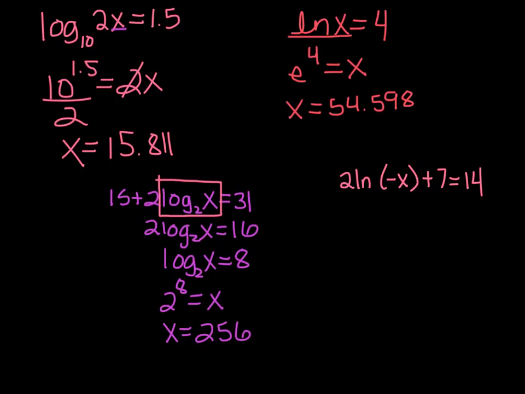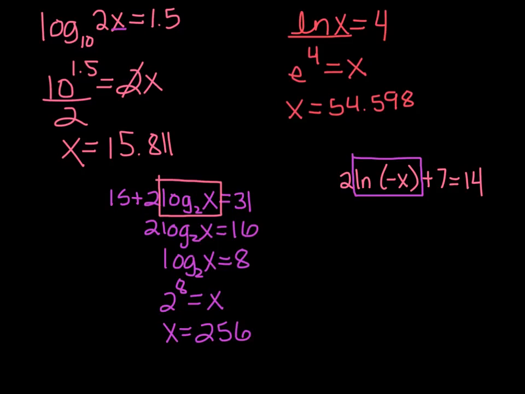So one more of these. 2 times the natural log of negative x plus 7 equals 14. Some of you guys are looking at that going, you can't take the natural log of a negative number. Well, if x is a negative number, so I'm doing negative of a negative number, then I could. So this is possible. We should get a negative number as our answer. And we need to make sure we isolate the logarithm first.